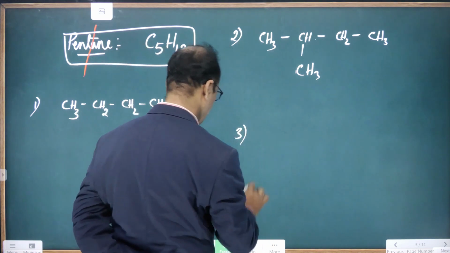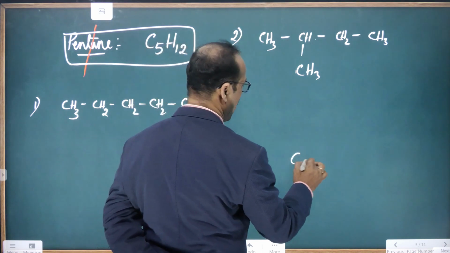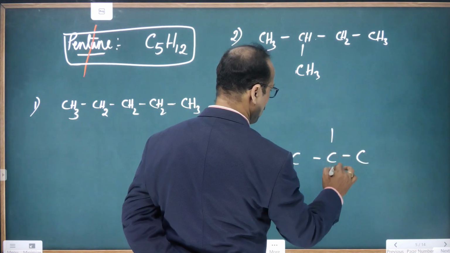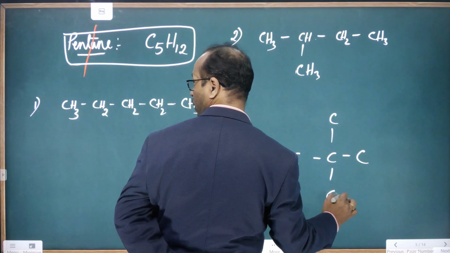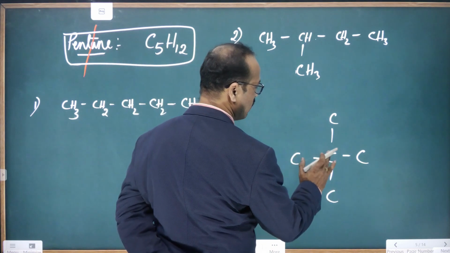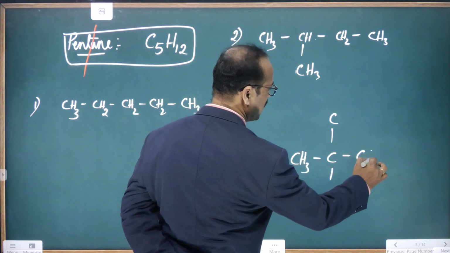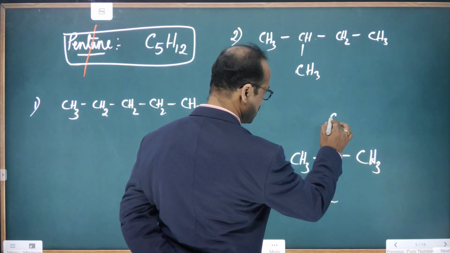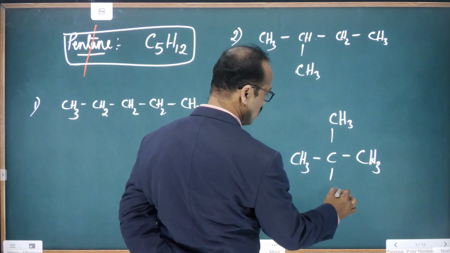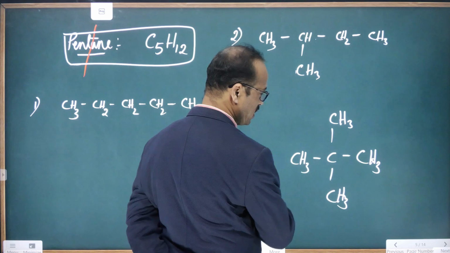Third one, how can I write the third one? Okay, so see the third one. I'll write 1, 2, 3, 4, 5. So 5 carbons are written, right? Now this carbon has only one bond, so it requires 3 hydrogens. This carbon has only one bond, it requires 3 hydrogens. This carbon has only one bond, so it requires 3 hydrogens. This carbon has only one bond, it requires 3 hydrogens, right? This carbon already has 1, 2, 3, 4, it's balanced.